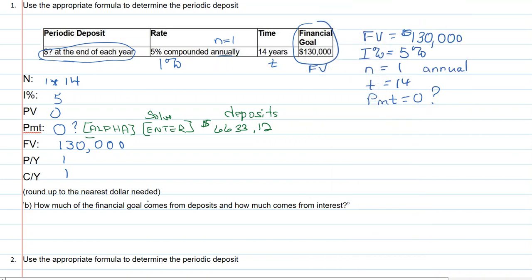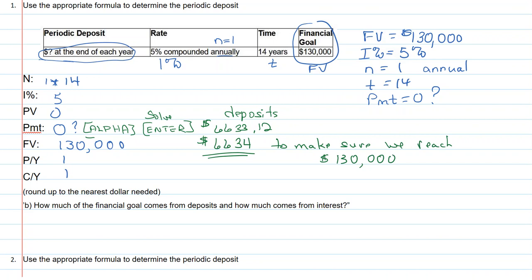And it says round to the nearest dollar. So we would want to make sure we reach $130,000. We can be a little bit over, but we can't be under. If we did the 6633, we'd get pretty close.